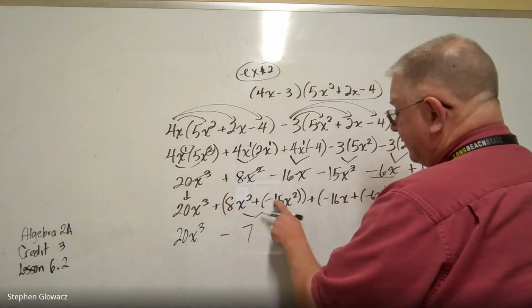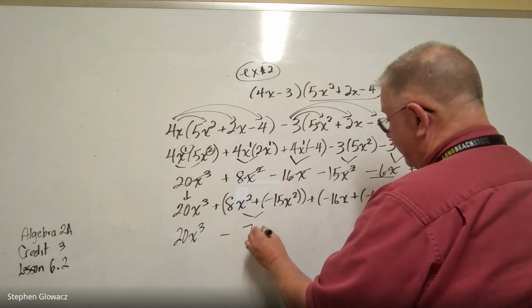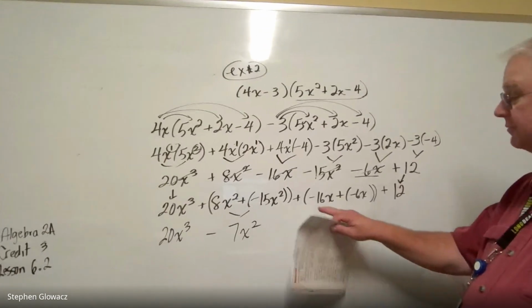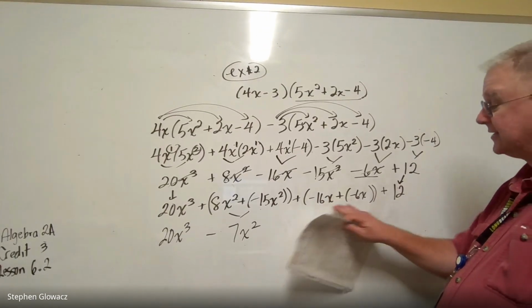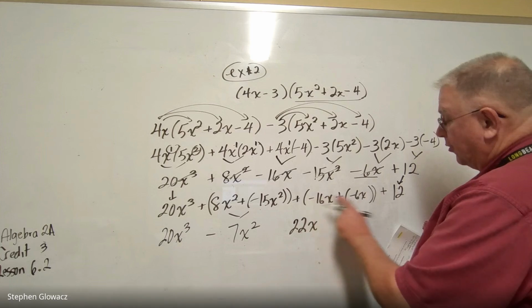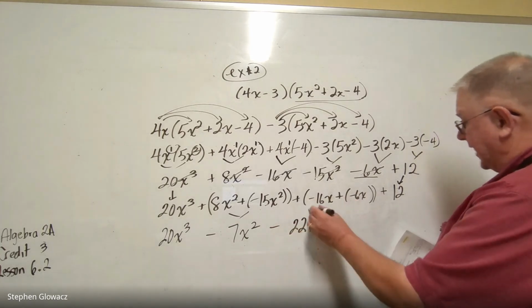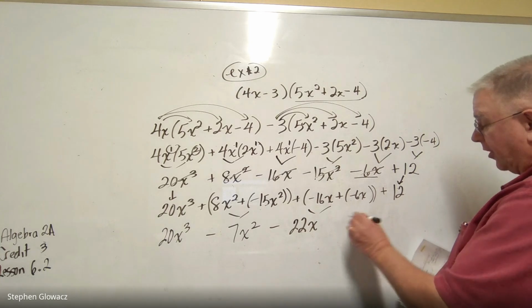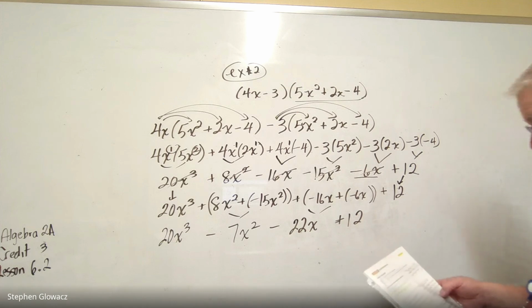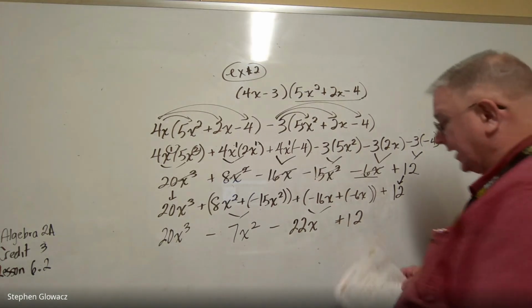The larger number, the 15, is negative, so negative 7, and then x to the second power. With our x terms, the signs are the same, so we're going to add 16 and 6. We get 22. And then both terms are negative, so our answer is negative. Finally, the 12, our constant term, is our only constant term, so we just bring that down. And so our final answer is 20x to the third.